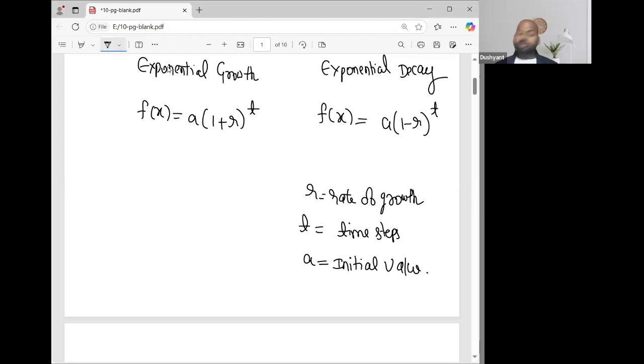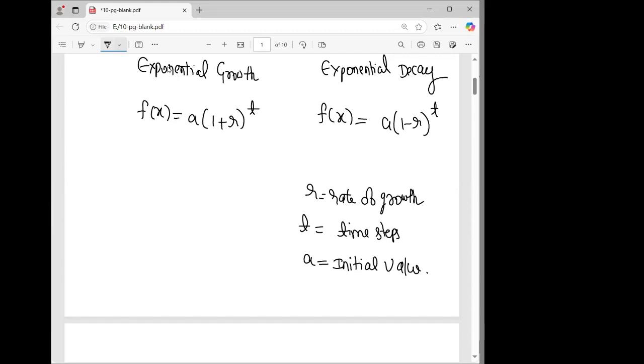Let's suppose there's a statement like there's an inflation of 5%. The inflation is increasing 5% every year. So rate means 5%. Let's suppose the price of any article is 600. So a will be 600. After 3 years, what will be the price? So time is 3 years. I hope the basic concept is clear to you.